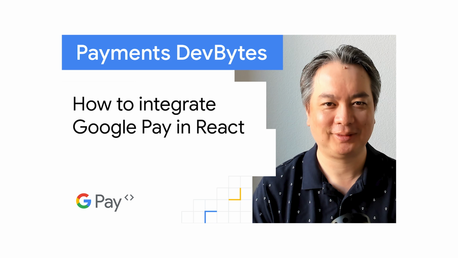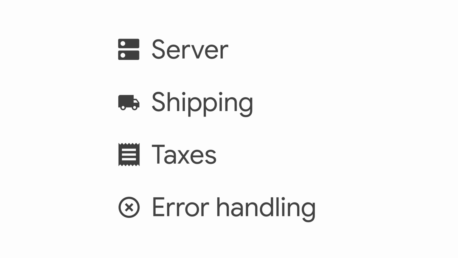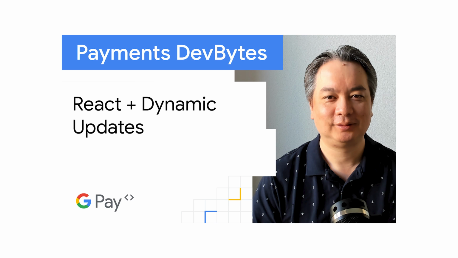As with our first React video, we've taken some shortcuts to keep the video short and bite-sized. In a real-world application, we would typically post the order information to the server, request shipping information, calculate taxes, and handle error scenarios. For an example on how to dynamically calculate the final price, refer to our previous React video.